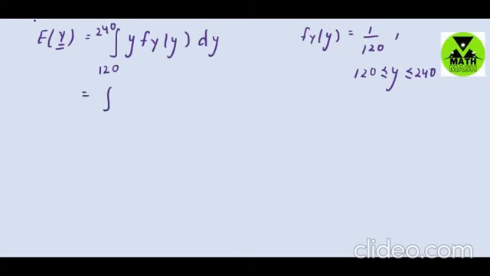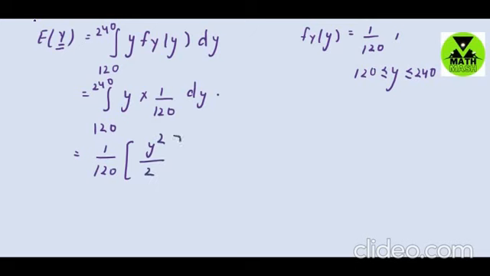The limits for this y are going from 120 to 240. This is y as it is. What is f_Y(y)? This is 1/120, and integrate with respect to y. So this comes out to be 1/120 as it is, and the integration of y with respect to y is y squared by 2, from 120 to 240.